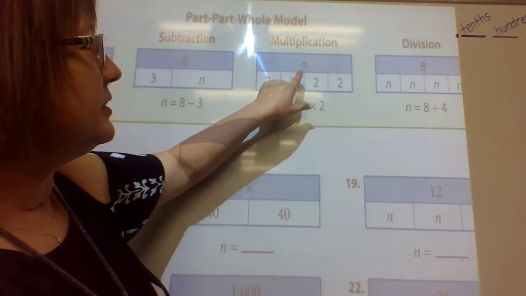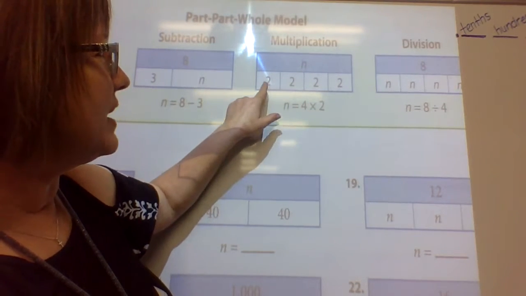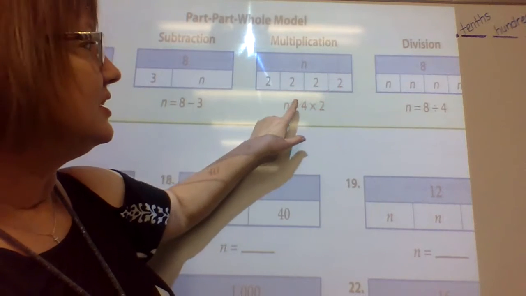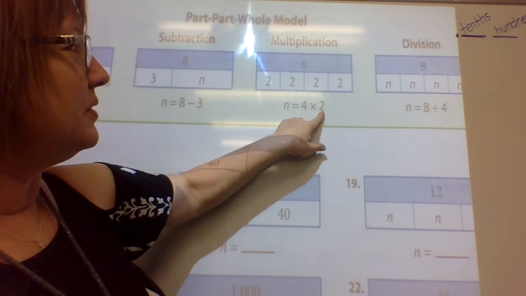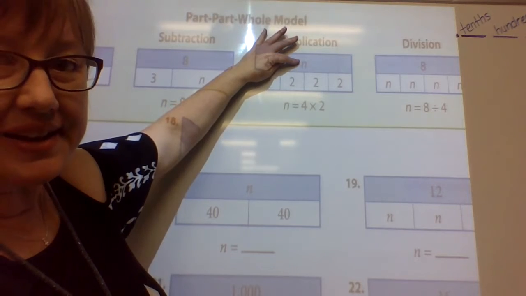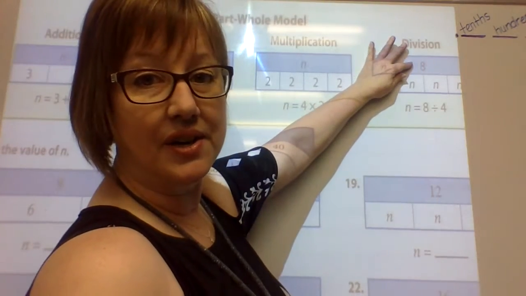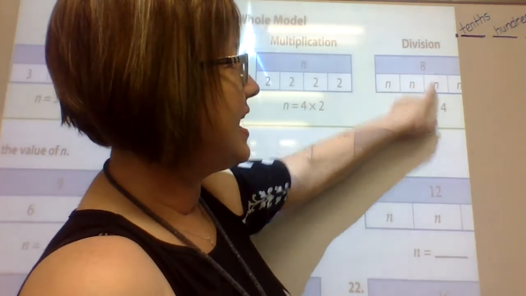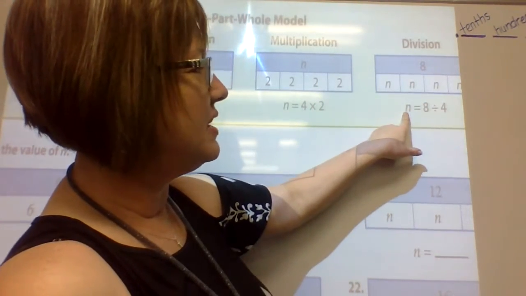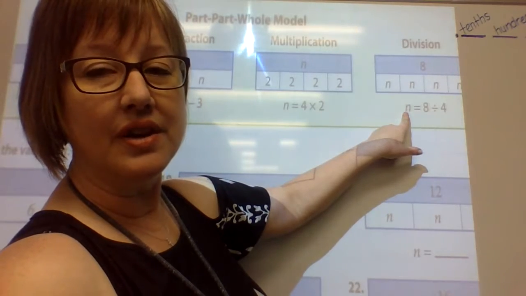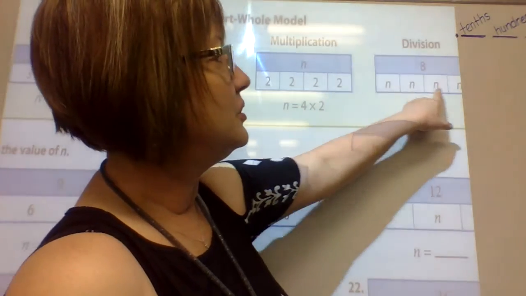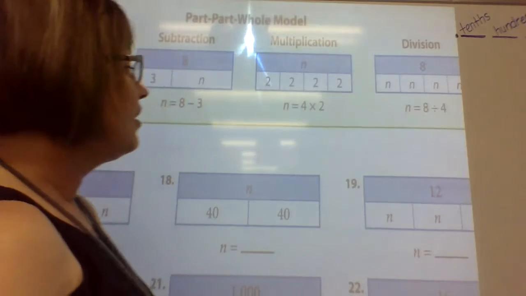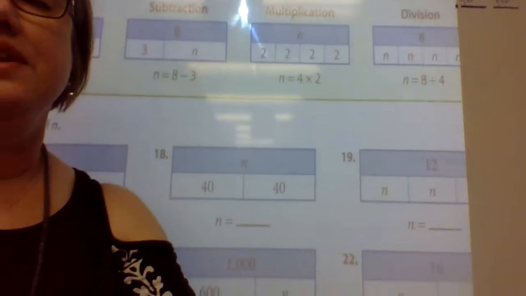Multiplication. We have 2 times 2 times 2 times 2, so 1, 2, 3, 4. So 4 2's, 4 times 2 is n, which is 8. Over here we know the answer, 8, and there are 4 n's. So we divide 8 divided by 4, which would equal 2, and n would be 2's. 2, 2, 2, 2. Do you see? Okay, so this was actually easier than I even thought.